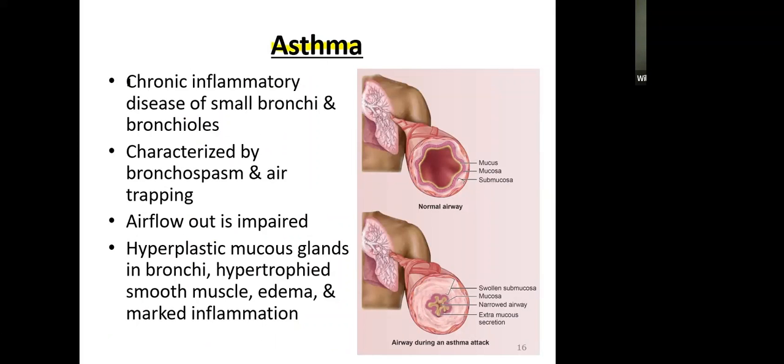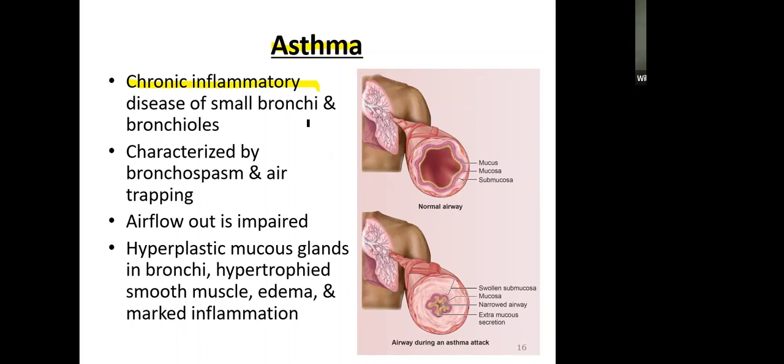It's a chronic inflammatory disease of the small bronchi and the bronchioles. It's characterized by bronchospasm and air trapping. Outflow is impaired, and the mucus glands in the bronchi become hypertrophied, the smooth muscle as well, and we have edema and marked inflammation. At some point, hopefully in the not too distant future, we'll start to look at the pathologies of these diseases, and look at the normal histology of the tissues and how they change.